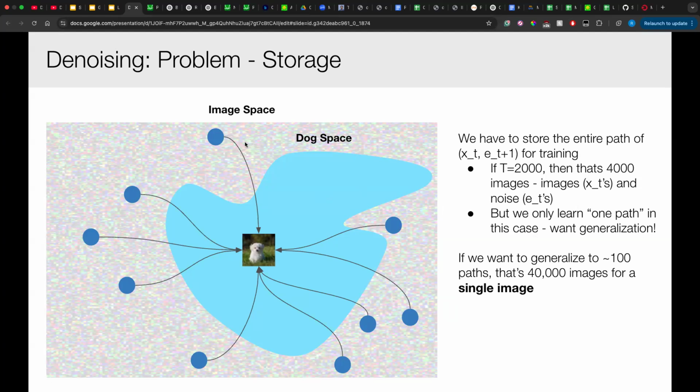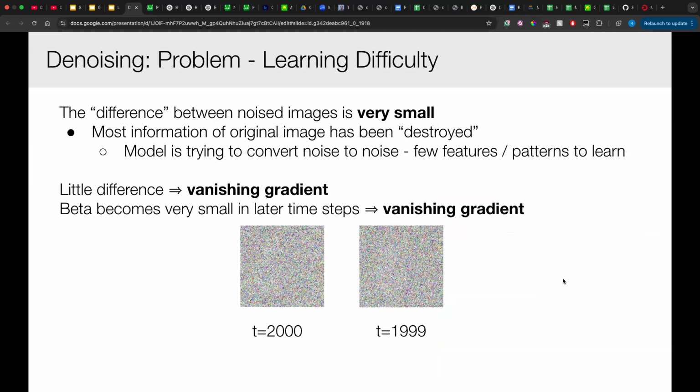But remember, we're not just sampling a single thing in noise and trying to work our way back. To generalize well, we're sampling multiple starting points. It's very conceivable to sample maybe 100 random spots of noise to work our way back to this one image. Then we end up trying to store 40,000 images in memory when trying to denoise a single image during training. That's a very big computational cost. But let's say you're very good at hardware optimizations and you're able to somehow make that work.